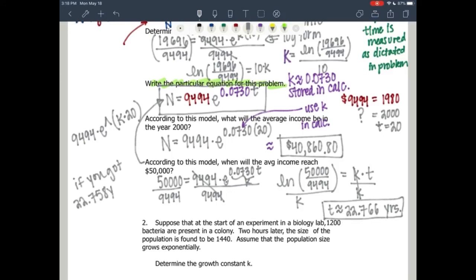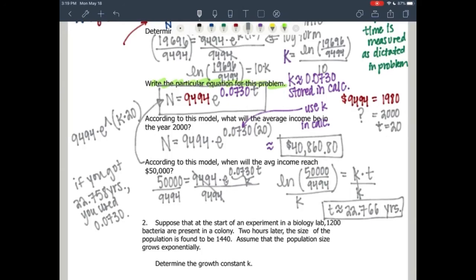Now, if you got 22.758 years, you used 0.0730. You did not store your value. And that's going to be okay. It's close. 0.758, 0.766. It's very, very close, so I wouldn't get upset or nervous about that.